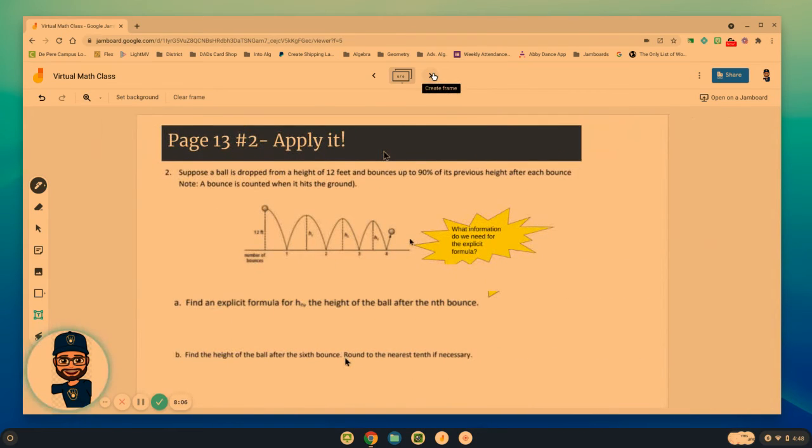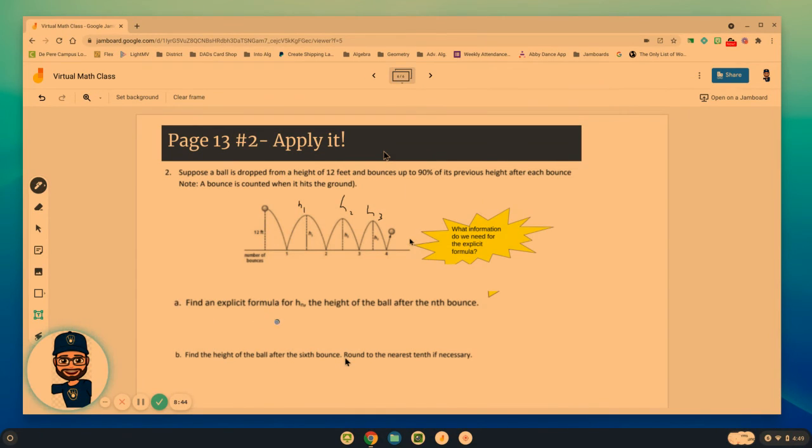Now, how does this apply maybe to some different story problems? Right, so imagine you have maybe a bouncy ball, tennis ball, something like that, and you're dropping that ball from a height of 12 feet. Every time you bounce that ball, it's going to bounce back up to 90% of its previous height after the bounce. Notice a bounce is counted once it hits the ground. So here's the first bounce, and it bounces back up, and then here's the second bounce. Right, so this is our height 1. A little hard to see. Height 1, height 2 is getting a little smaller, height 3, and so on.